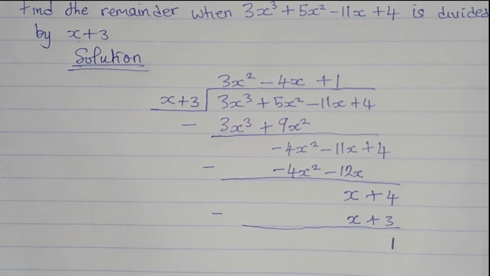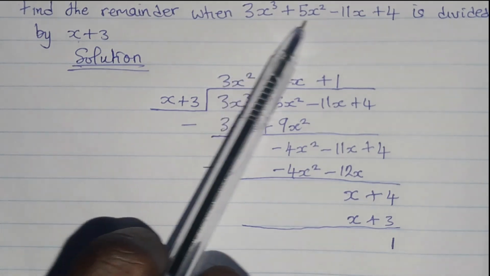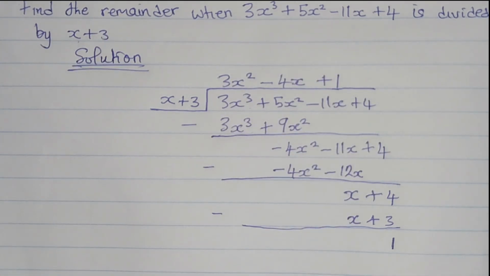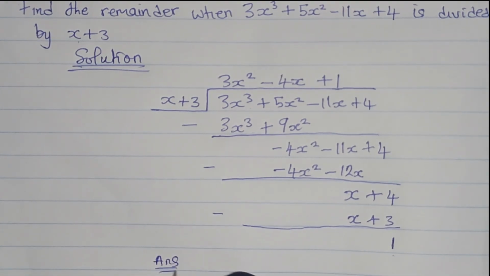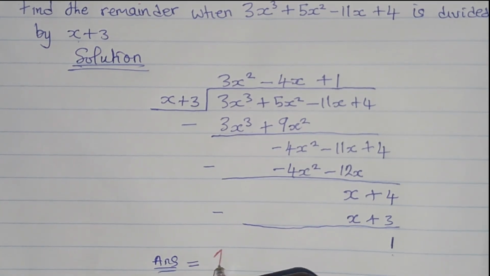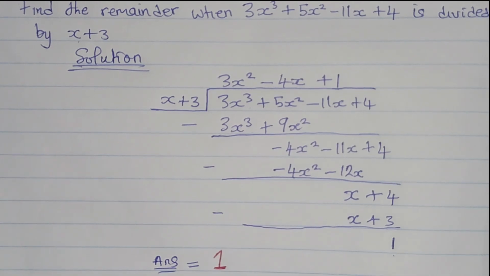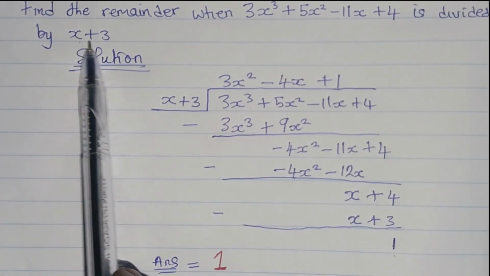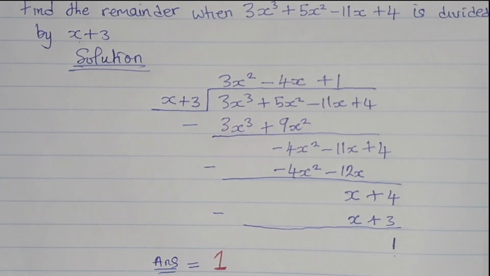Now, look at the question. The question says, find the remainder when this polynomial is divided by x plus 3. Alright, this is the remainder. So for this question, the answer is equal to 1. Alright, so 1 is the remainder when you divide this polynomial here by x plus 3. What will be left is 1. That brings us to the end of this question.